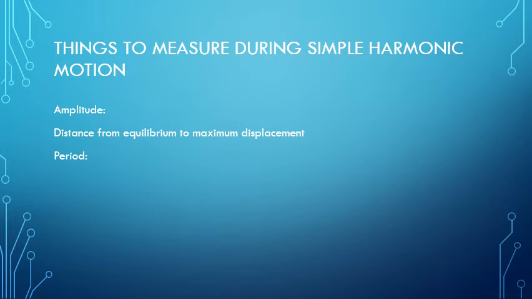Okay. The period, that's the time it takes for one complete motion. So it's going to go away from where it was, from one side to the other, and then back to the same side it started from. That's going to be the period of the motion.